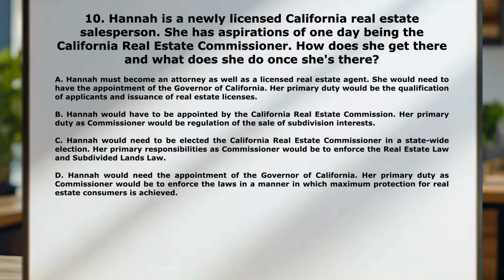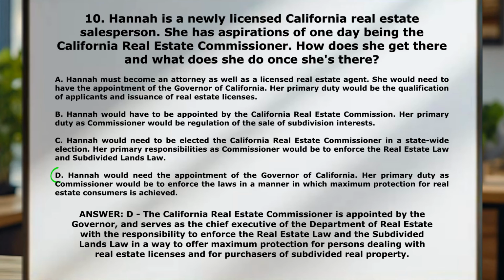D. Hannah would need the appointment of the governor of California. Her primary duty as commissioner would be to enforce the laws in a manner in which maximum protection for real estate consumers is achieved. The answer is D. California Real Estate Commissioner is appointed by the governor and serves as the chief executive of the Department of Real Estate with the responsibility to enforce real estate law and the subdivided lands law in a way to offer maximum protection for persons dealing with real estate licenses and for purchasers of subdivided real property.